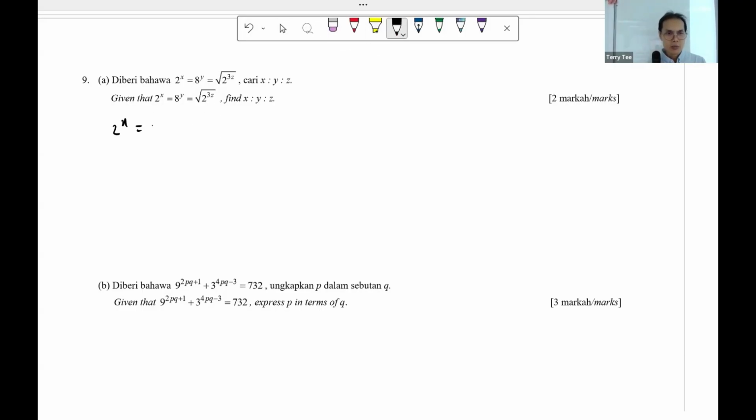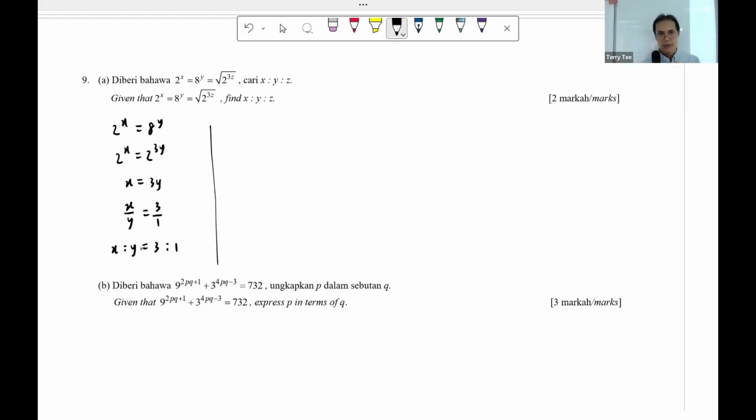First, 2 power x equals 8 power y. You need to find the relationship between x and y, right? We know 8 is 2 power 3. All right, so can we compare directly? Your x is 3y. But guys, you're finding the ratio. So what can we do? We can say x over y is 3 over 1. Bring the y down. When you bring the y down, you're left with 3. But we write this as 3 over 1. So x is to y is 3 is to 1.